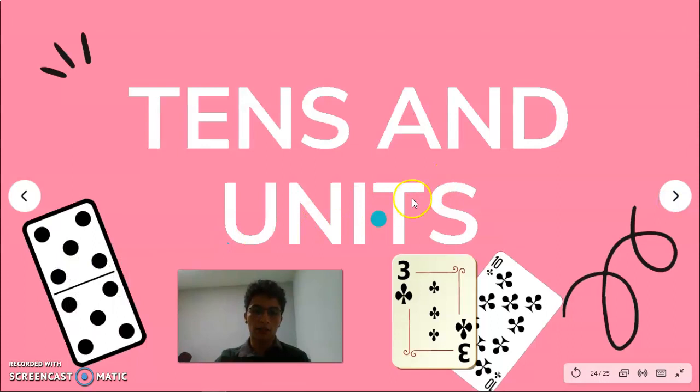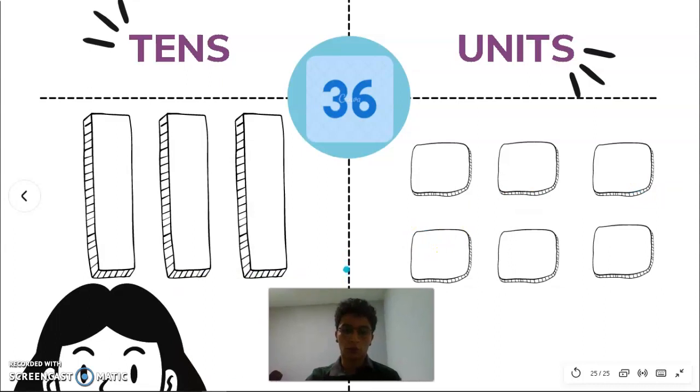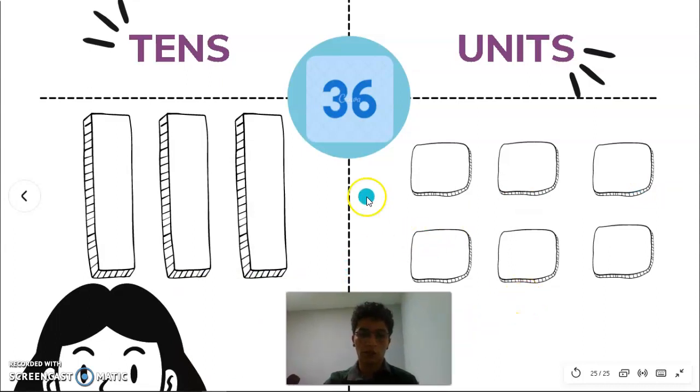We are also going to talk about tens and units, las decenas y las unidades, ¿cierto? Tens and units. So I have here an example.